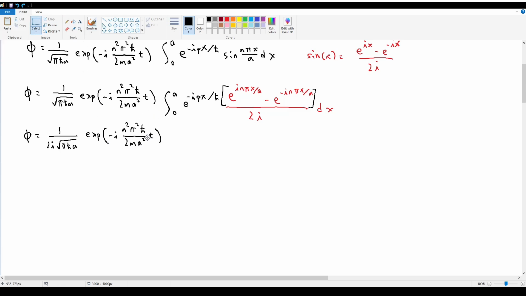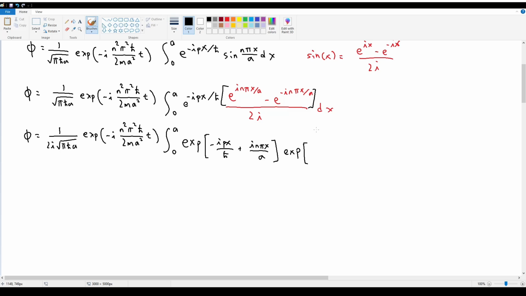And then I have my integral from 0 to a now of, let's actually just write it as exp to give myself a little bit more space, exp of negative ipx over h bar plus i n pi x over a, minus exp of negative ipx over h bar minus i n pi x over a, closing this with a dx.